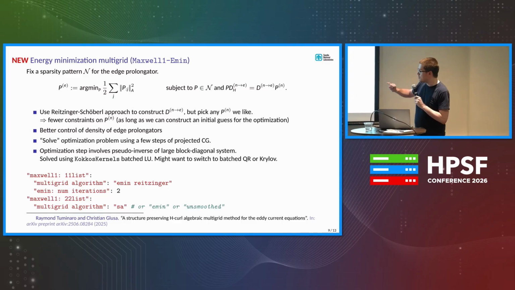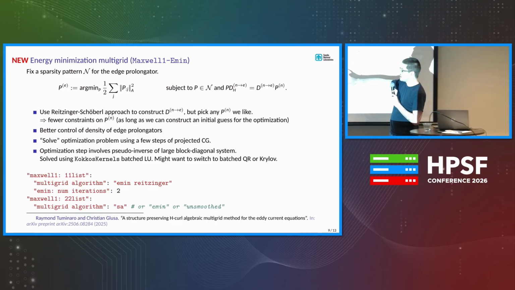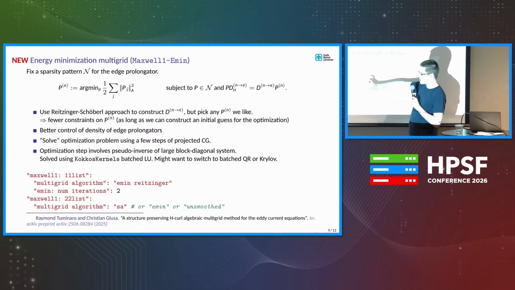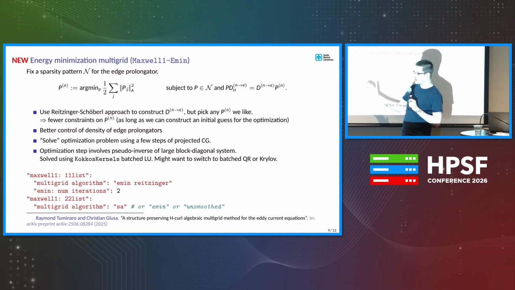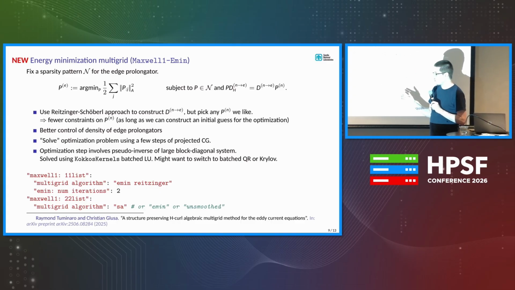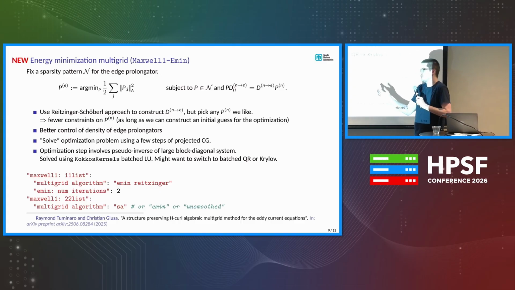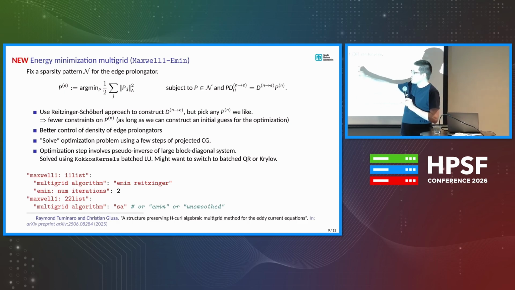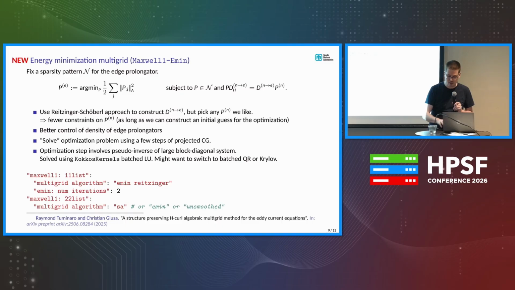And what I want to stress at this point is that this fully decouples the nodal hierarchy from the edge hierarchy. So now we can use all the different good multigrid algorithms that we would want to use for the nodal hierarchy. We can essentially pick whatever the best option is in our particular case, and then match it with energy minimization for the edge hierarchy.